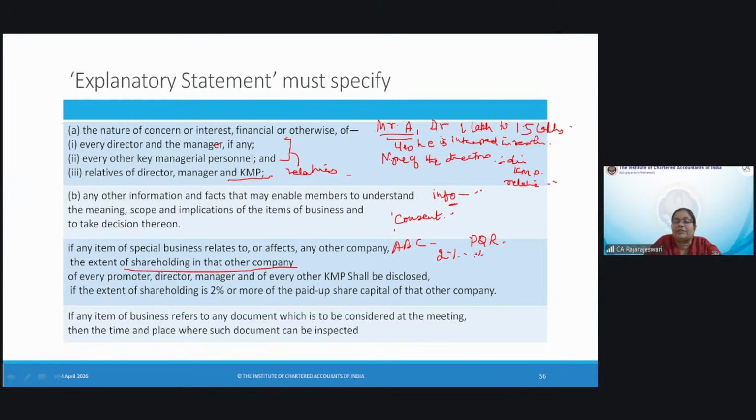Suppose you hold more than 2% of the shares in some other company; that nature of interest should also be disclosed. So here they are transacting business between ABC and PQR. Now they are going to sell the assets to PQR company. In that PQR company, a person holds say 5% of the shares. Then that disclosure should be made, because it exceeds the extent of shareholding of 2% or more of the paid up share capital of that other company. Then that should also be disclosed.